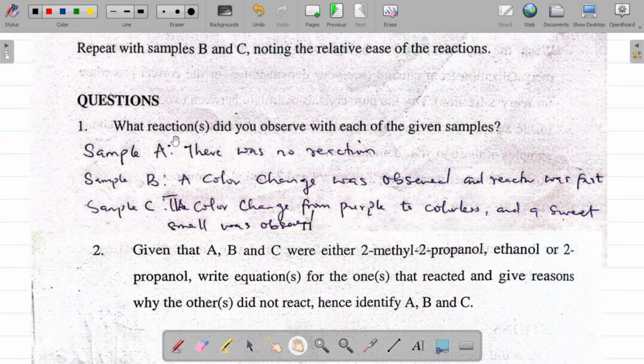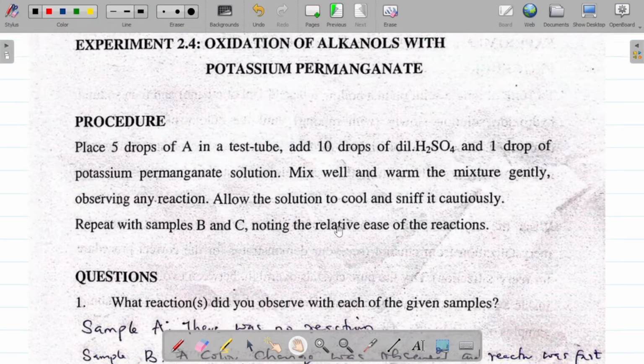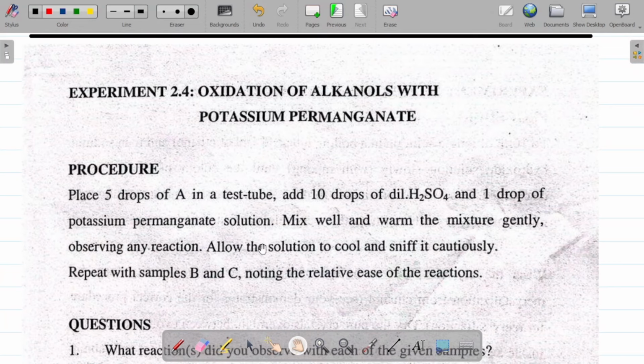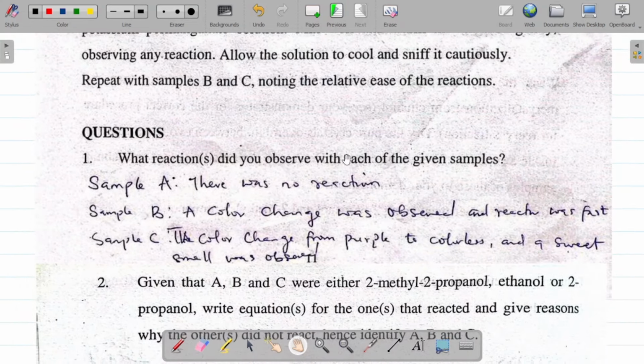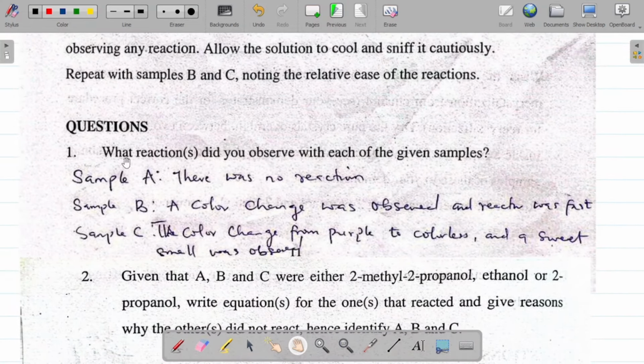Question 1: what reaction or reactions did you observe with each of the given samples? Right, so you're given three samples here, sample A, sample B, and sample C. You're reacting alkanols. One of the samples will be a primary alcohol or alkanol, one of the samples would be a secondary alcohol or alkanol, and the third one would be a tertiary alcohol or alkanol. Now, when you do the experiment, what reaction or reactions did you observe with each of the given samples?